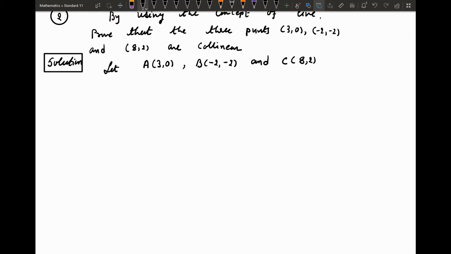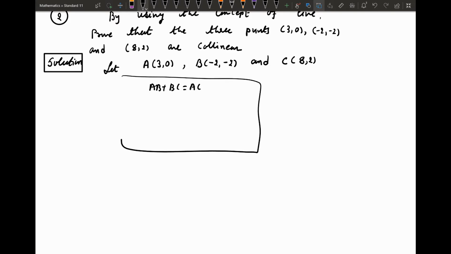Now we have to prove that these 3 points are collinear, but using the concept of line. Otherwise, one formula is the distance formula. If we are able to show an expression of the form AB plus BC equal to AC, then this is using the concept of distance. One method is this one.